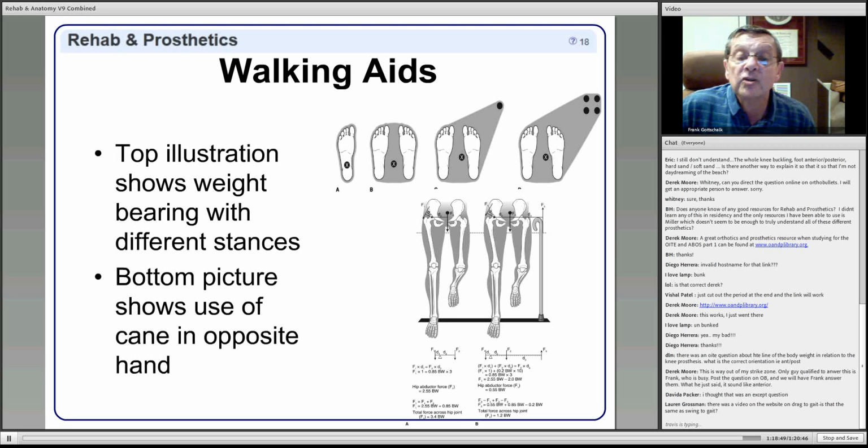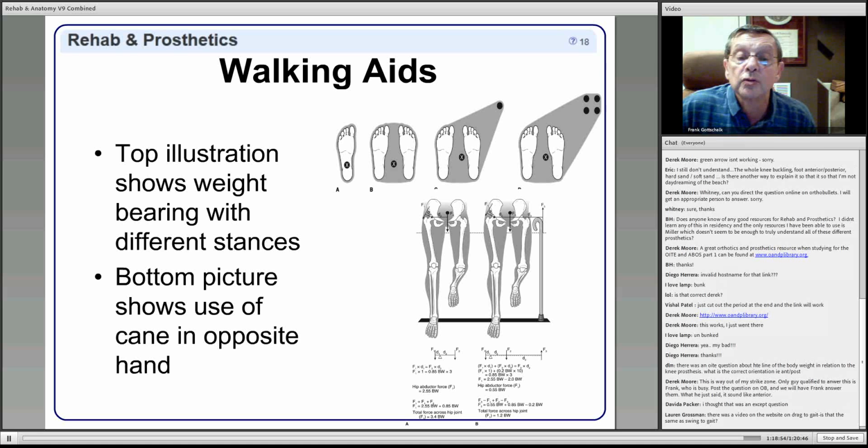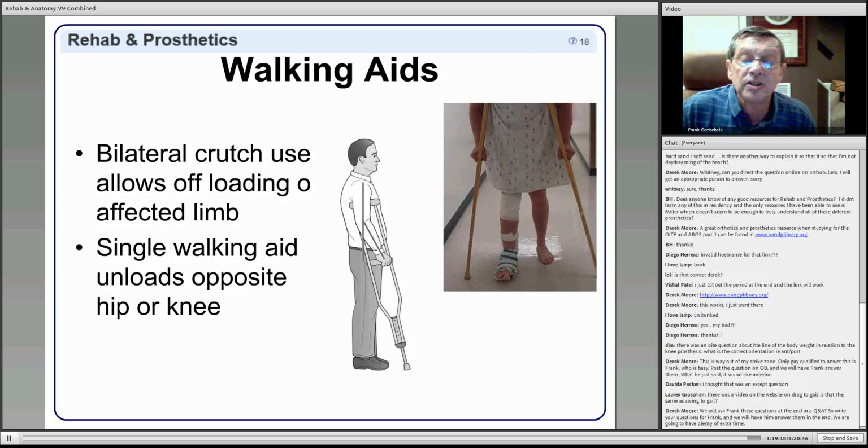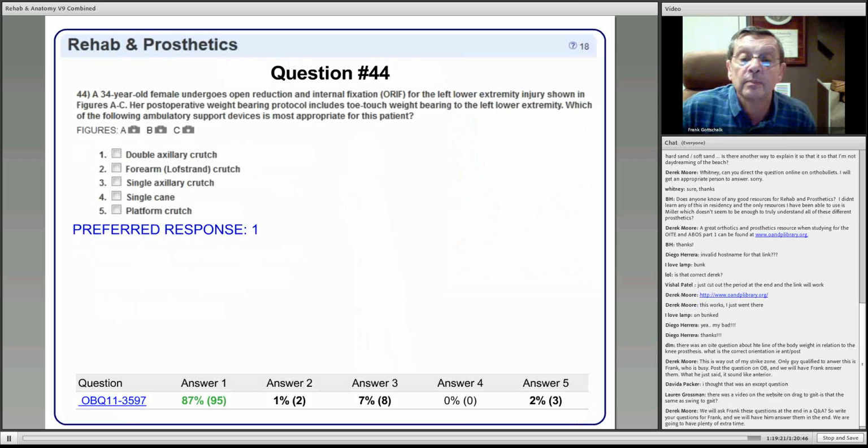The bottom picture shows what happens if one uses a cane in the opposite hand to reduce the joint force across the hip or the knee. And the reason for doing that is the lengthened lever arm from the cane to the joint. So if we look at walking aids, bilateral crutch use allows for offloading of the affected limb. Single walking aid will only help unload the opposite hip or knee, the joint space, not the actual limb itself. So the correct response for this one, which a majority of you got right, was number 1.